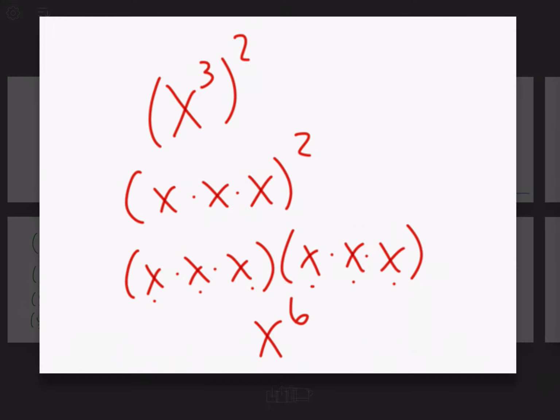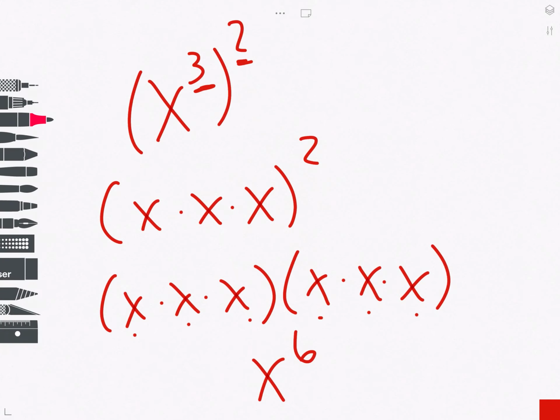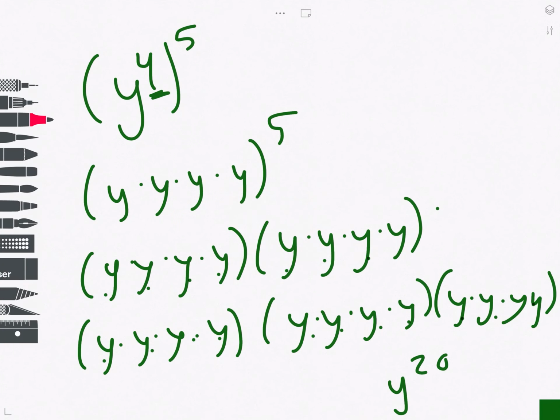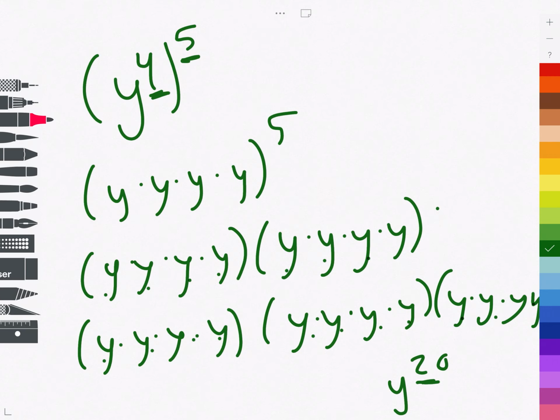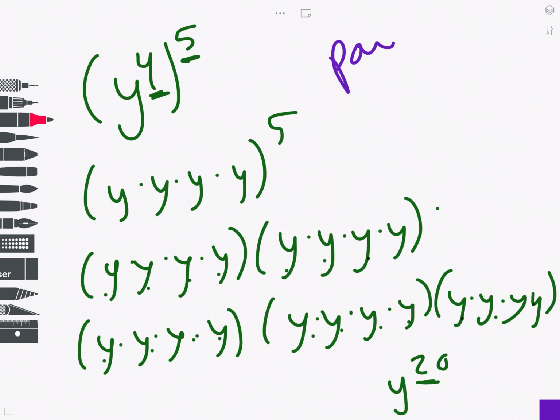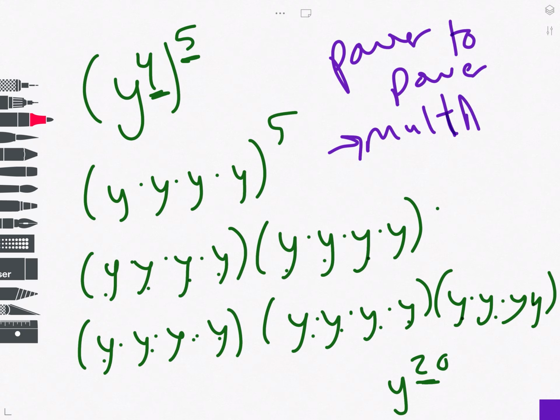If we look here, what do you do with a 3 and a 2 to make a 6? What could you do with a 4 and a 5 to make a 20? Okay, so that leads us to our next rule. If you have a power to a power, you can multiply them. Multiply those powers. Okay? So, if you have a power to a power, you can multiply them.